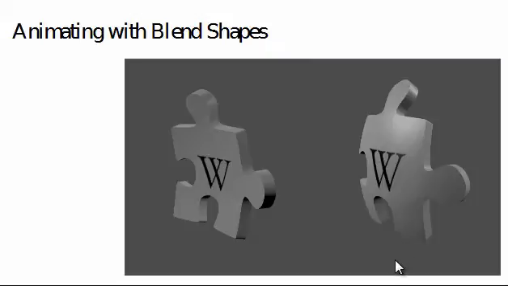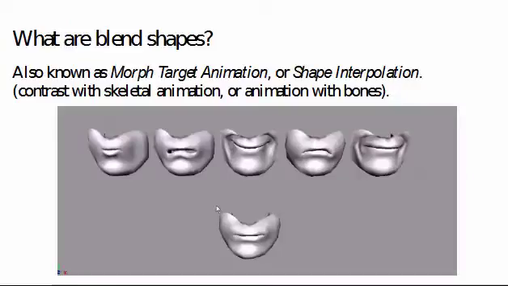So animating with blend shapes is actually more a modeling exercise than anything else, because you have to model the two shapes and then you blend from one to the other. It's most commonly used for facial animation. This is an example here of different facial mouth shapes.